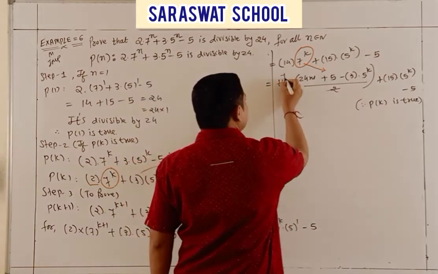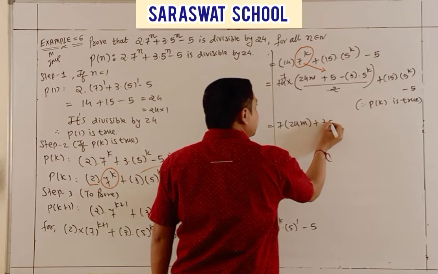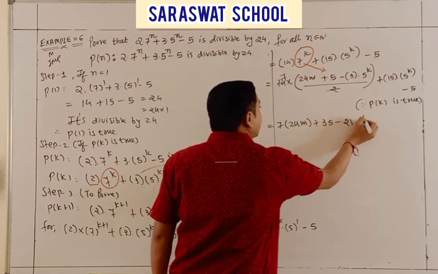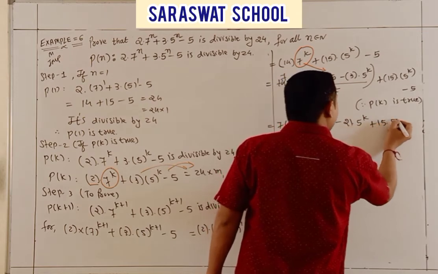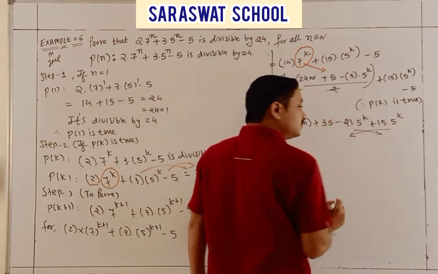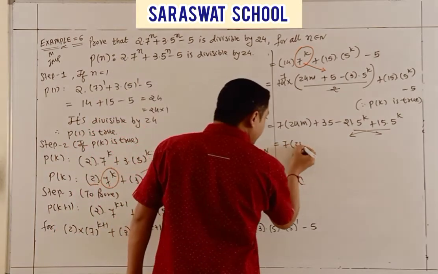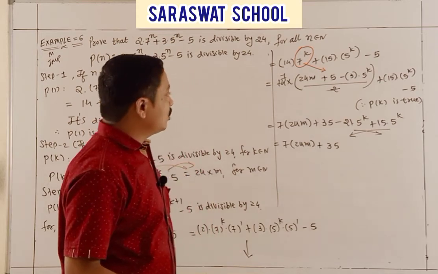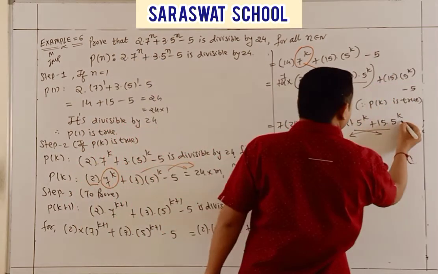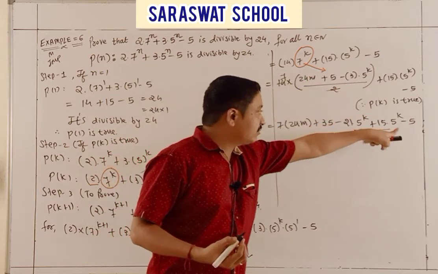Easily, 2 sevens are here: 7 into 24m. 7 5s are 35. 7 3s are 21. And last, 15 into 5 raised to k. Students, here we are checking the common. So 7 with 24m, 35 same, and what value remains here? Minus 6. Yes, 7 5s are 35, 21, 15 and minus 5.